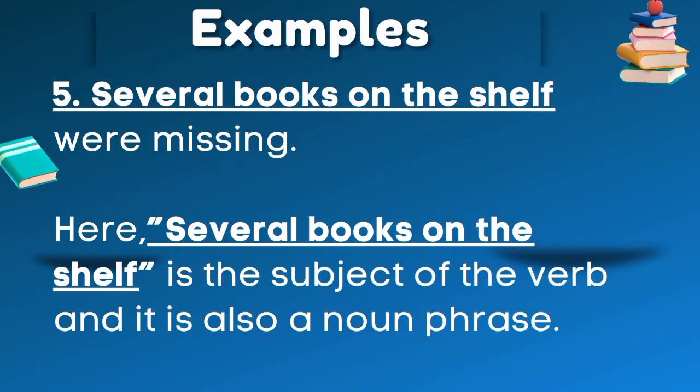The next example, several books on the shelf were missing. So in that sentence also, the subject there is several books on the shelf. That is the noun phrase in that sentence, functioning as the subject of the sentence, because the sentence is about the several books on the shelf that were missing.